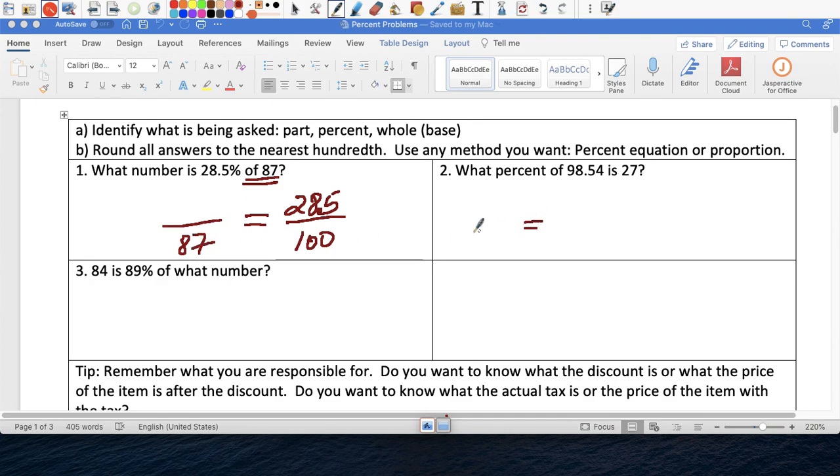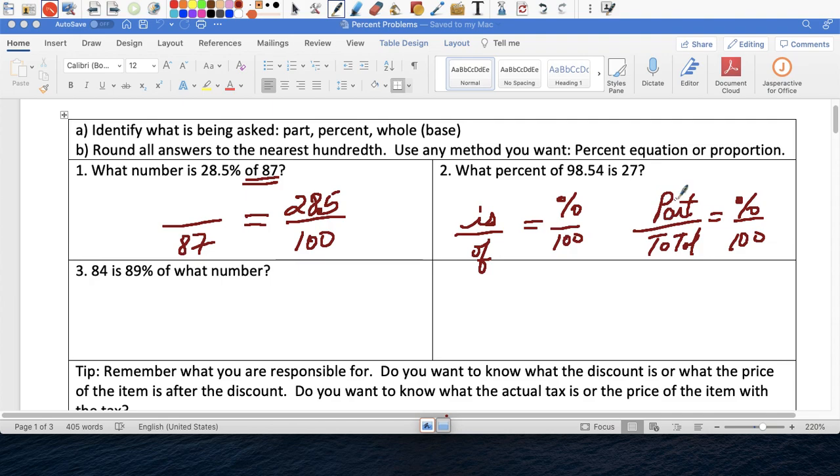So let me just write. Percent goes here, 100 goes here, and is over of, right? So of 87 tells me that 87 is at the bottom, or if you want to think, part over total, and again, percent over 100. Same proportion, right? If you understand which one is a part and which one is a total, use this one. If the sentence uses is and of, you can use this one as well. They're the same thing, except that you recognize the parts differently.